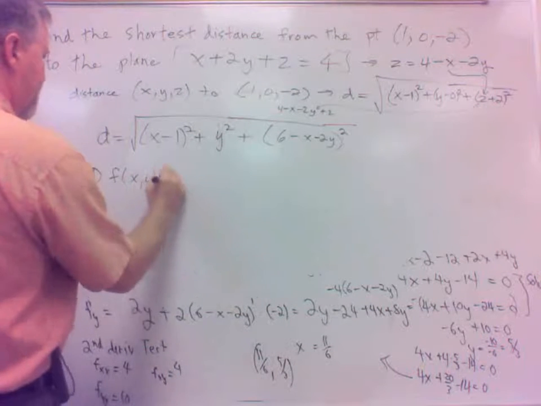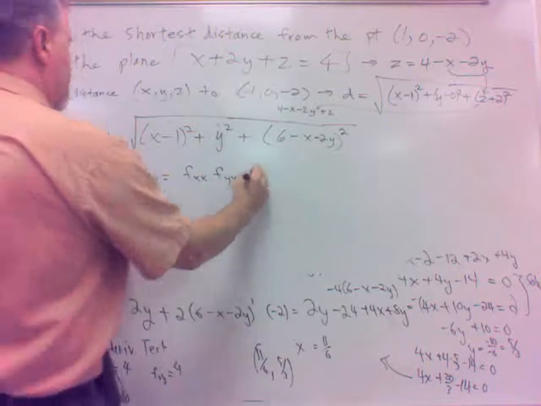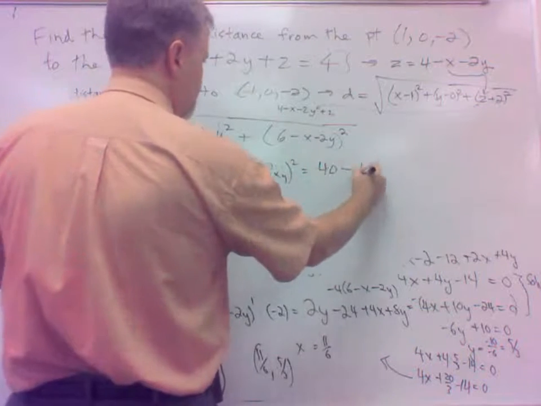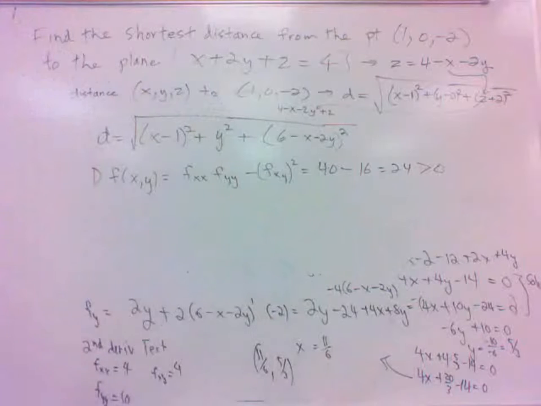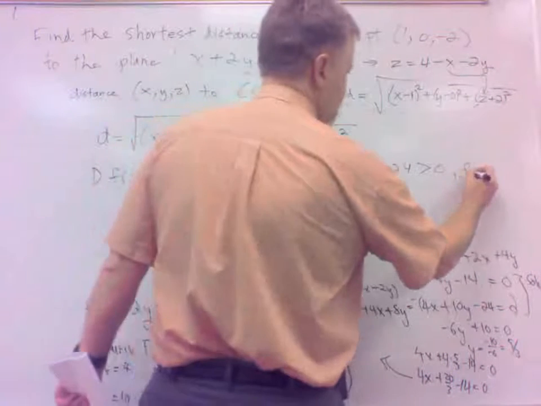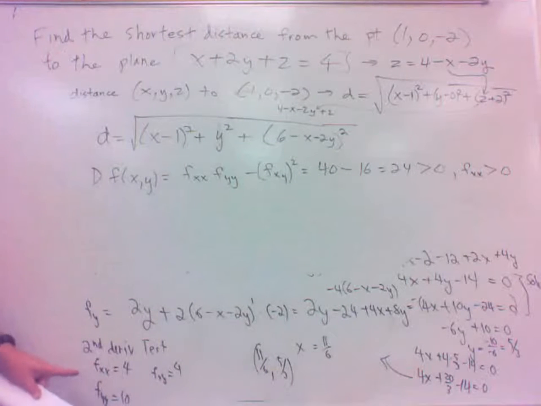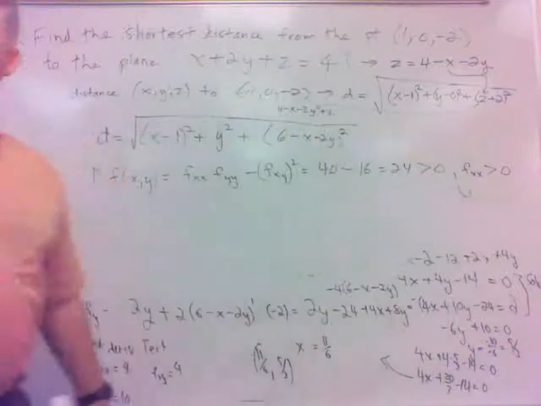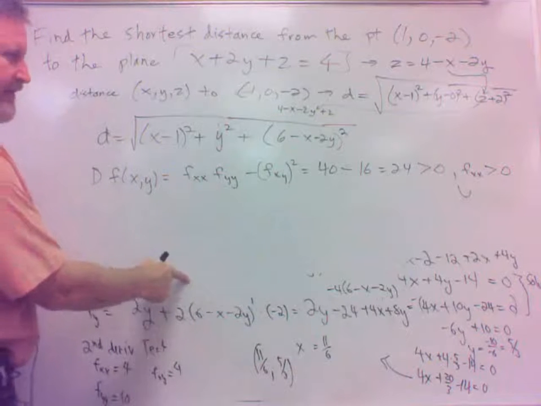All right, so remember you do fxx times fyy minus fxy squared, 40 minus 16, which is 24, which is greater than 0. And so, depending on fxx, what do we got for fxx? It's greater than 0, which means the concavity is up, like that. So it is a minimum, isn't it? So you have a local min at your critical number, okay?